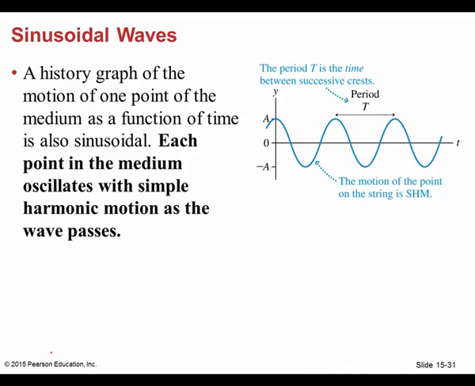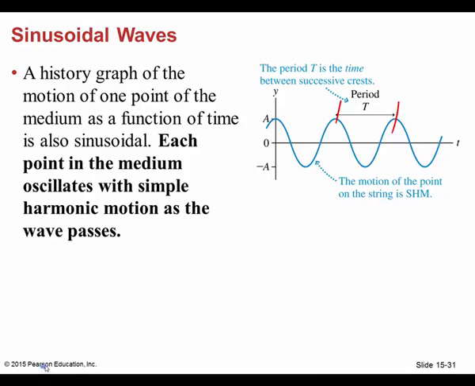So at each point in the medium, the oscillation is simple harmonic motion. Each point in the medium oscillates with simple harmonic motion as the wave passes. So when you have a sinusoidal wave, it is in simple harmonic motion. If you were to, say, plot the motion of a pendulum here, okay, well then you would get this type of wave, all right?